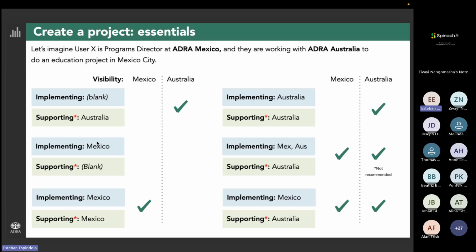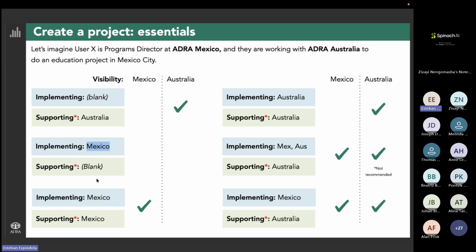The best case scenario in a project, let's imagine I'm working in Mexico and I am working alone with UNICEF. The best case scenario for that would be that I just put Mexico in implementing, and I leave supporting blank because there is no one in ADRA supporting me. In ADRA, that's the key word here, in ADRA. But the reality is that Logalto right now is set up for supporting mandatory, and implementing is not. So I cannot really submit this to Logalto. Logalto will stop me if I try to do this.